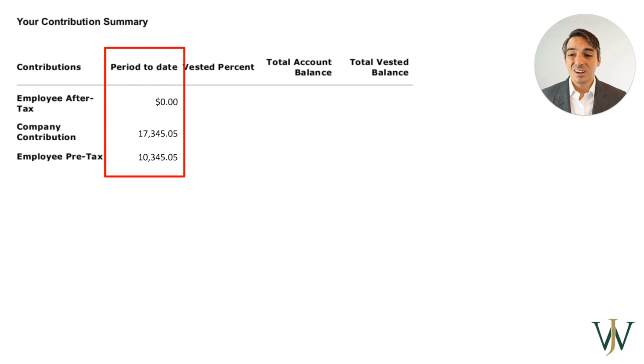What you can see right here, this particular individual didn't contribute anything to the after-tax source, and they only put in $10,345 in the employee pre-tax source. They left a lot of money on the table.